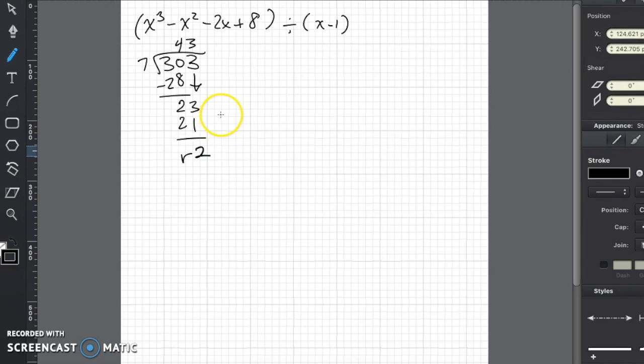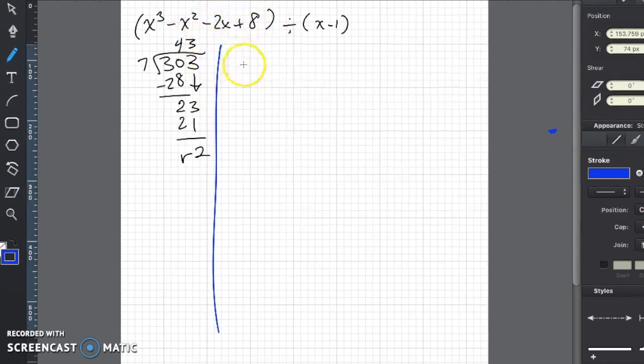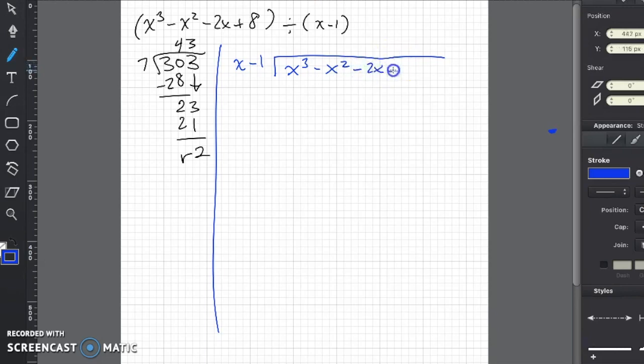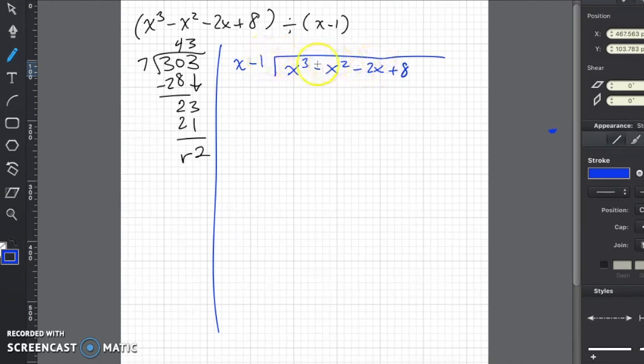What we're going to do is a very, very similar situation. So let me change colors here. I'm going to set this up just like I did this guy. So I'm going to have x minus 1, and I'm going to put this other piece, this quotient, x cubed minus x squared minus 2x plus 8. So then I have 4 terms here, and I'm going to do the same thing.